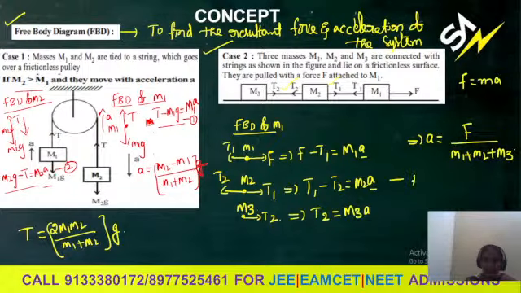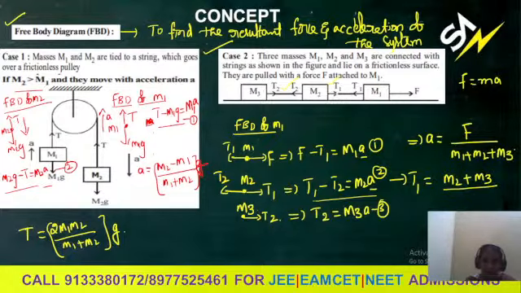And next, they can ask what is the T1 value. So substitute the a value in equation 2, this is equation 2, this is equation 1, this is equation 3. Substitute the a value in equation 2, we get it as, and you can also think T1 is acted upon by M1. So it can affect the M2 and M3. So it will be equal to M2 plus M3 by M1 plus M2 plus M3 into F.